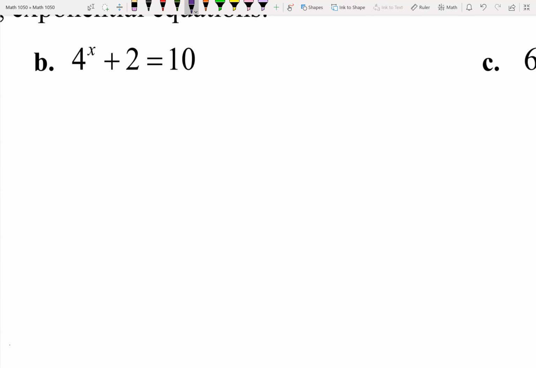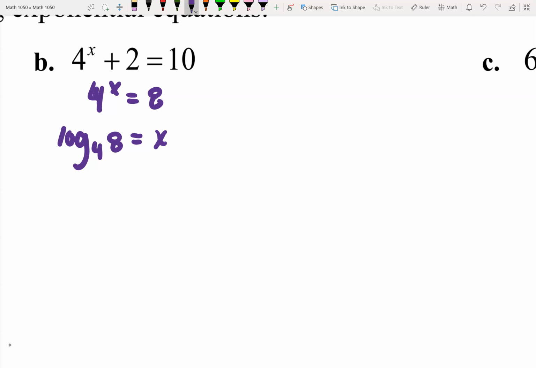Okay, here we go with question B. Every person in the room, what am I going to ask you? Are you stuck, right? What's the answer to the question? No. What do? Move your 2 over, right? So you have 4 to the x power is equal to 8. Are we stuck now, everybody? Yes, we are. So you convert it. So it's going to be log base 4 of 8 is equal to x.